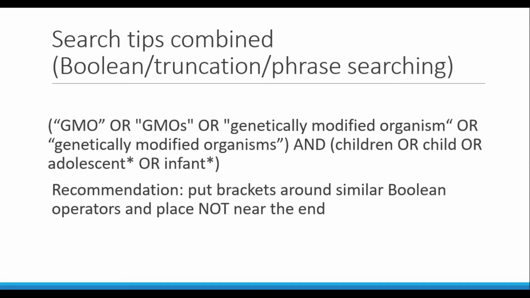Now we can put together our search strategy using Boolean operators and quotation marks and truncation symbols. This is just an example, and I can show you how we could enter this into a database. We have GMO or GMOs or genetically modified organism or genetically modified organisms as our synonyms, and we've connected all of those with OR. Then we put parentheses around all those ORs, like a math equation, so we want that to be done first. And then we're going to combine that with synonyms for children.